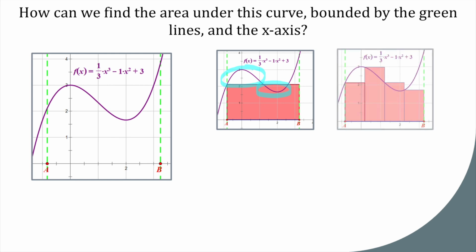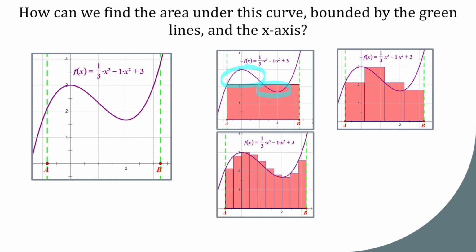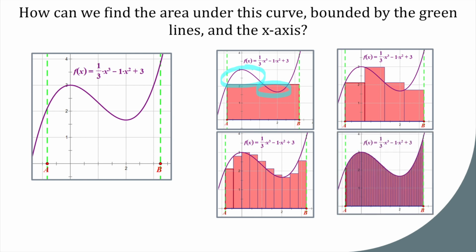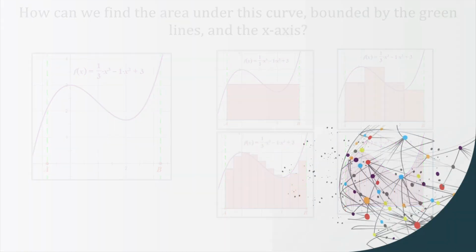I guess we could use some smaller rectangles. That helps a little bit. Maybe even smaller rectangles. Now I feel like we're getting somewhere. It's getting more and more accurate. How about a bazillion rectangles?